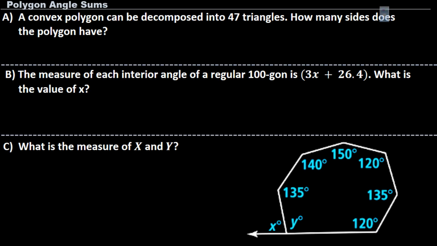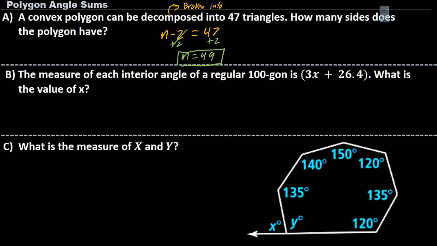For our next problem, a convex polygon can be decomposed, that means broken into or split up into, 47 triangles. How many sides does the polygon have? So if it can be broken into 47 triangles, that means n minus 2 gave us 47, which means adding 2 gives us 49 for the total sides that we have.